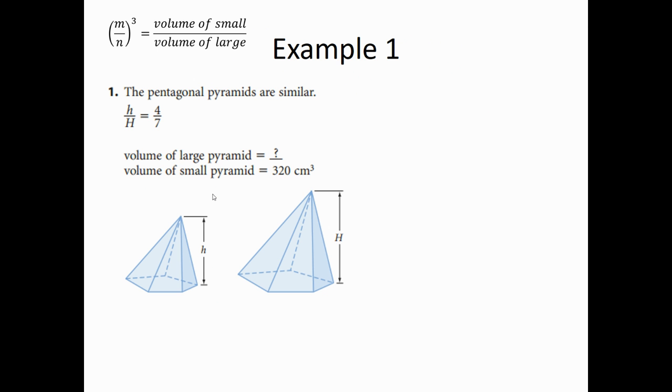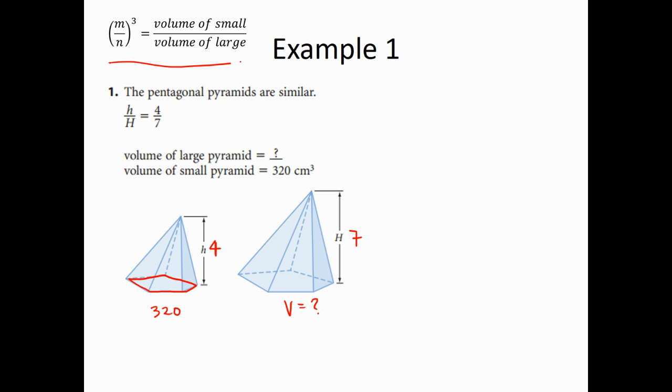Okay, so example, we're given these pentagonal pyramids. We're given the volume of the small one. We don't know the volume of the large one. That's what we have to find. And we're just given that this height is 4 and this height is 7, but we're missing anything about this base, which is what we would need to know to actually calculate the area. We don't have that, so we can't use that.